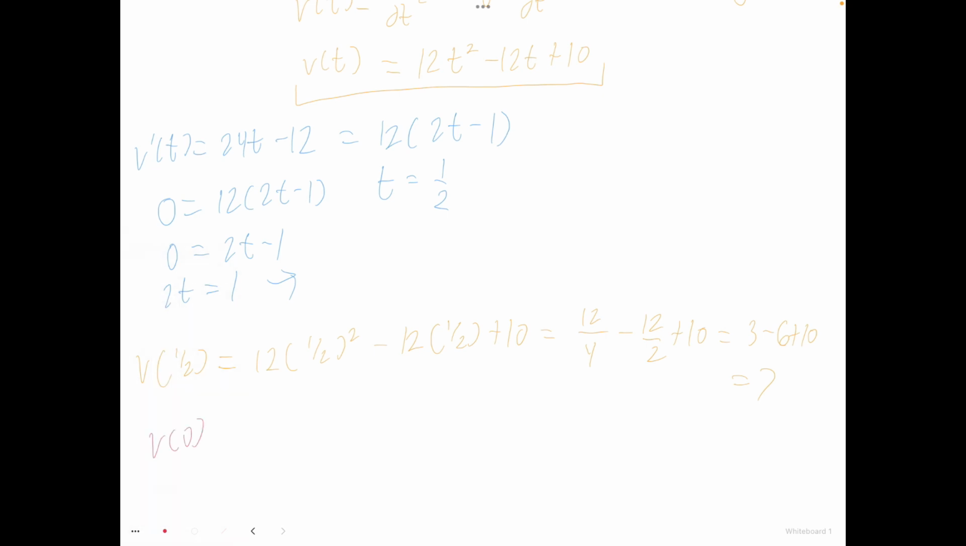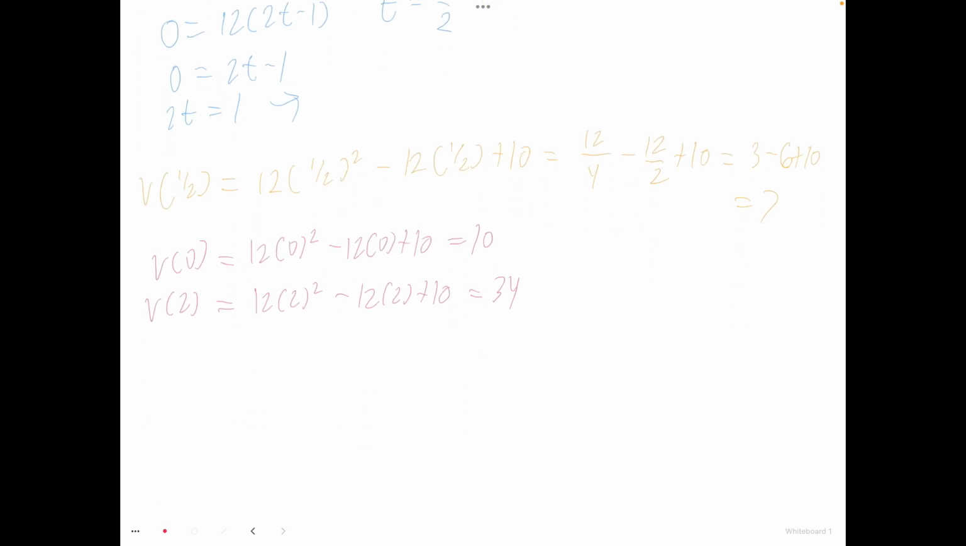Now we need to plug in our endpoints of 0 and 2. Plugging in 0, we're going to get 12 times 0 squared minus 12 times 0 plus 10, which is 10. Plugging 2 in, we get 12 times 2 squared minus 12 times 2 plus 10. And this becomes 34 if you simplify it. And so we get those values. And so the absolute max and absolute min we can just read out of the problem.